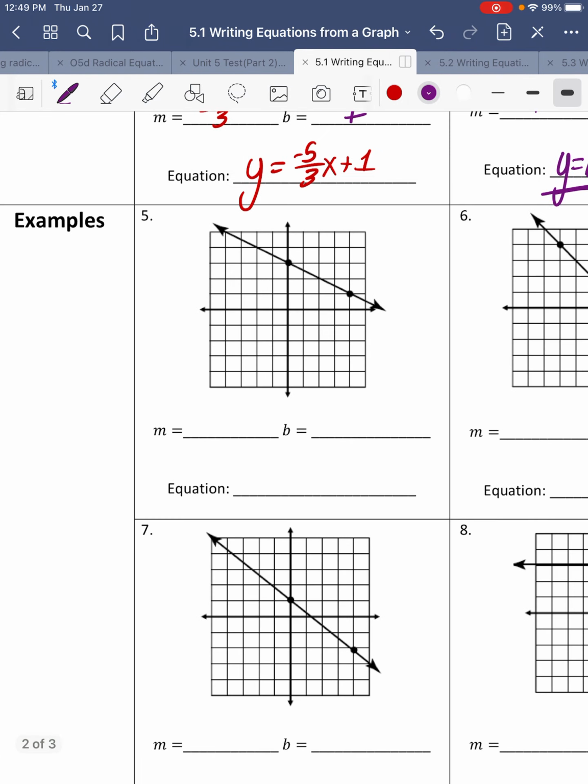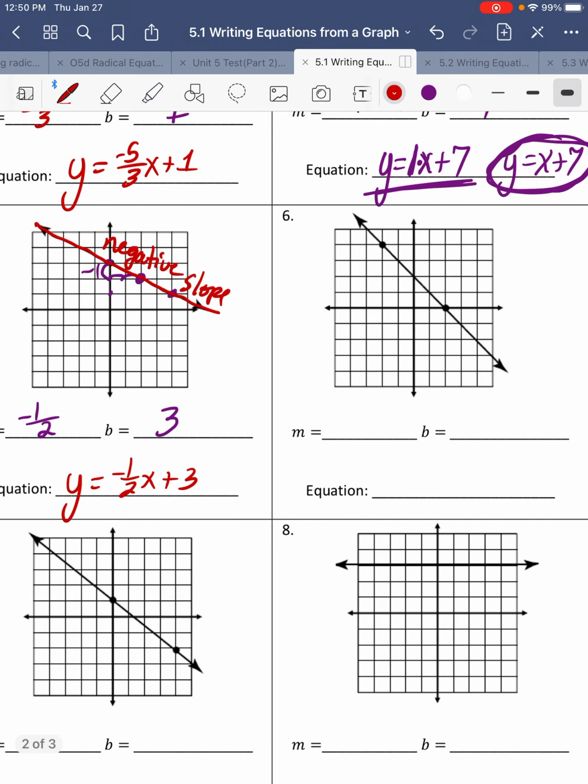Number 5. My y-intercept is 1, 2, 3. And from one coordinate to the next, there actually is another coordinate here, so you can choose that one, which I'm going to do. So I'm going to go down 1, and to the right 1, 2. So your slope is negative 1/2. You can also look at your slope of the line. From left to right, it's going down, so that's a negative slope. And so we have y equals negative 1/2 x plus 3.